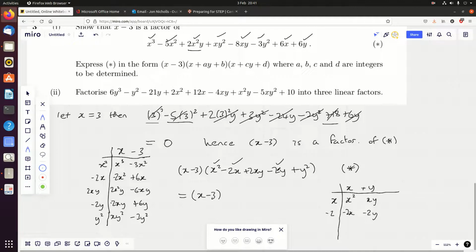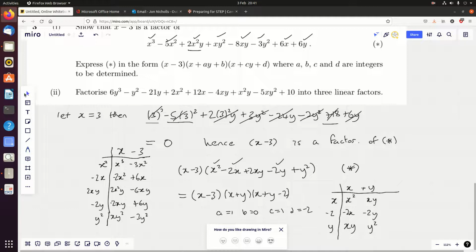What have I got so far? I've got the minus 2y. I need a y squared. So if I put a y there, I've got a y squared, and I've got another xy. And it's all worked out beautifully to x plus y times x minus 2. And you can then assign your a, b, c, and d values. A is 1, b is 0, c is 1, d is minus 2. And it all looks good.